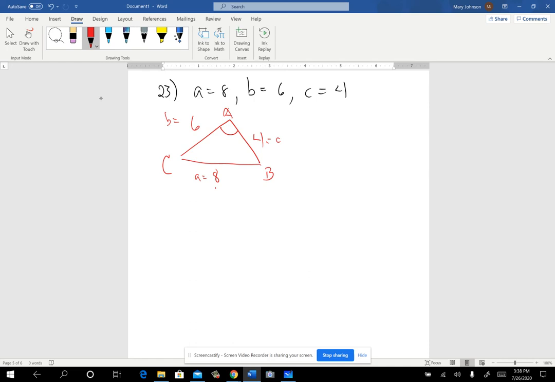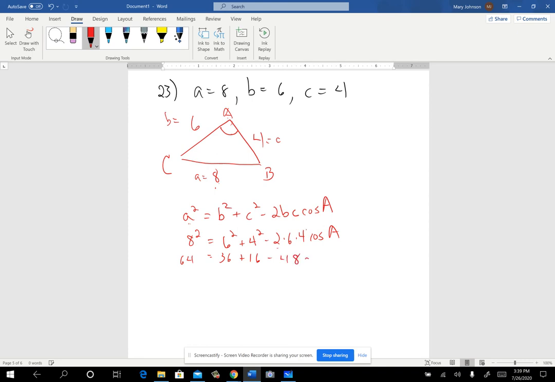So the law of cosines says that, and I'm trying to find the angle. So I'm going to use the one that starts off with a squared equals b squared plus c squared minus 2bc times the cosine of angle A. And then I'm going to plug in what I know. So I know A is 8, B is 6, C is 4, and then A is what I'm looking for. So that's my only unknown. So let's do a little bit of this by hand before we go to our calculator.